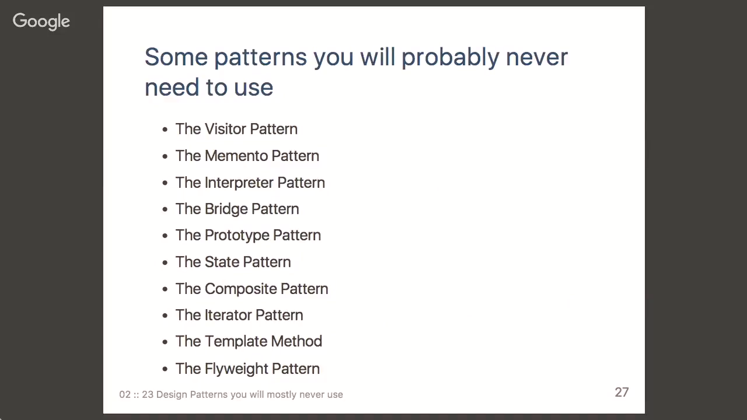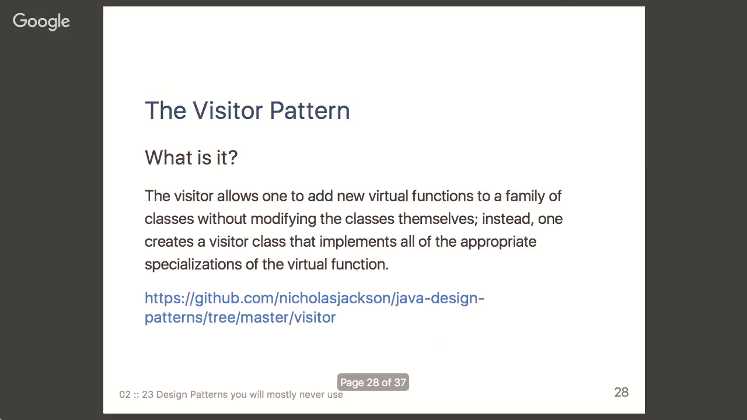So these are some patterns which you'll probably never, ever need to use. I certainly don't think I've really used many of these. But let's take a look at them anyway. So the visitor pattern. So a visitor pattern, according to the Gang of Four, allows you to add new virtual functions to a family of classes without modifying the classes themselves. So already we're reading words into their virtual functions. So we're in a design which is for a very sort of specific language. Never used it.